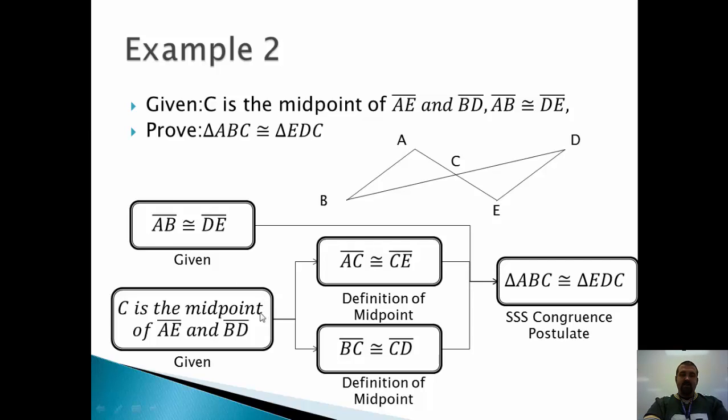And you see how these arrows are drawn? This big one here causes both of these smaller ones because of the definition of midpoint. Then this one, and this one in combination all combine to say that the triangles are congruent. There we go.